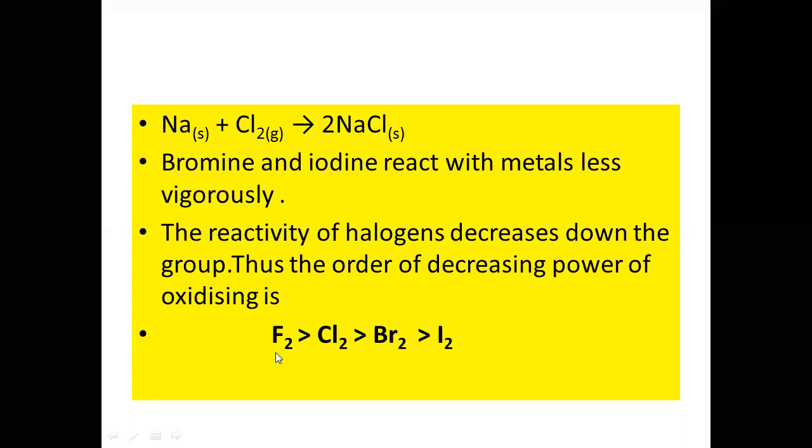So which halogen will oxidize the metal more easily or more vigorously? That is fluorine, because it is highly reactive, then chlorine, then bromine, and then iodine. So the oxidizing power of fluorine is greatest, then chlorine, then bromine, and the least oxidizing power is of iodine.